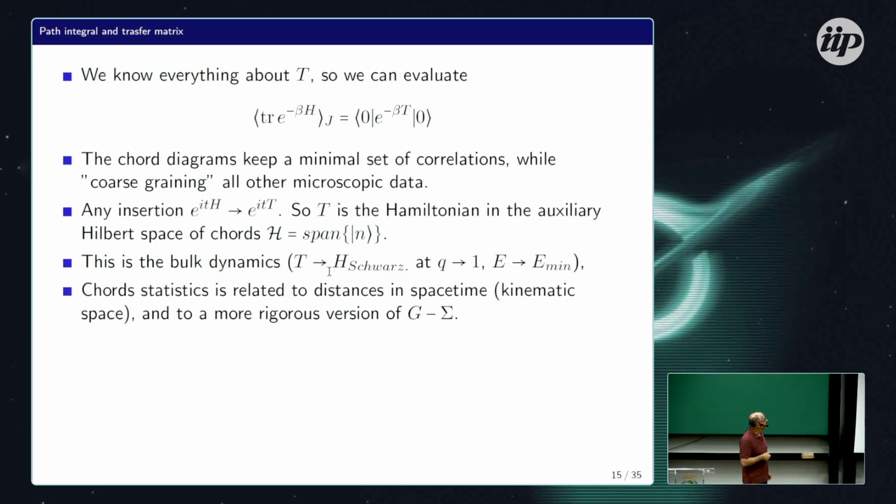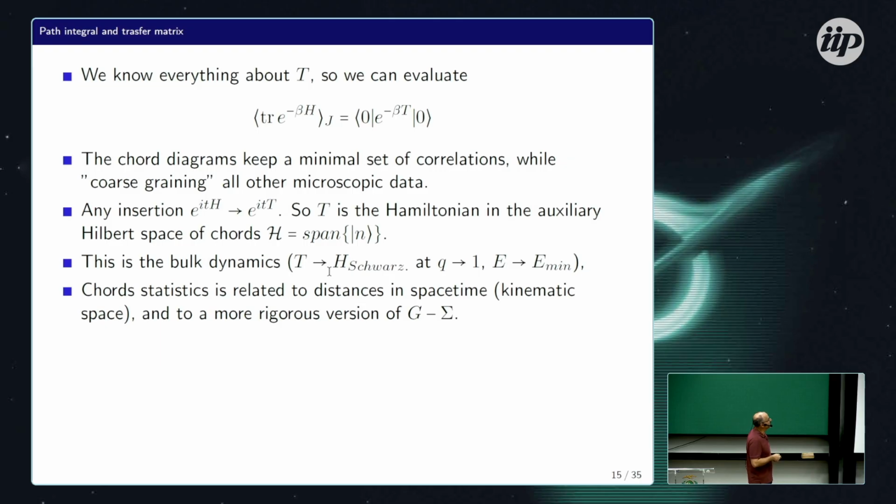And then any insertion of e to the iHt can be replaced by e to the iTt, with T the transfer matrix. So the transfer matrix is my new Hamiltonian, and it works in an auxiliary space, which is the space of chords, the number of chords. And this will translate into length of slices. Say if I quantize JT gravity, I mean, Thomas discussed how that works exactly going the other way.